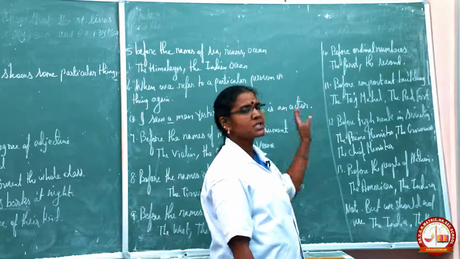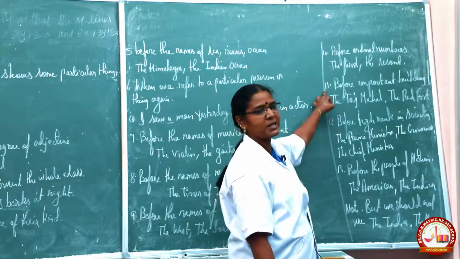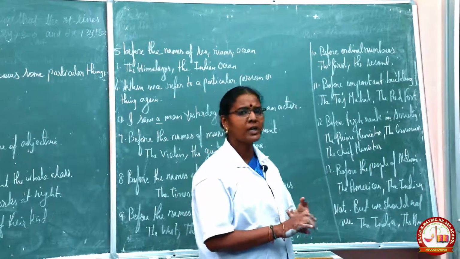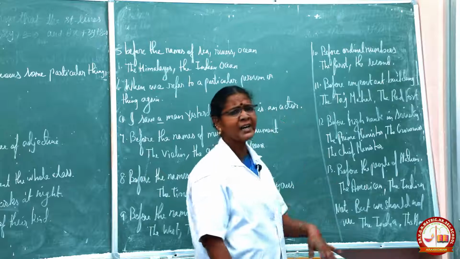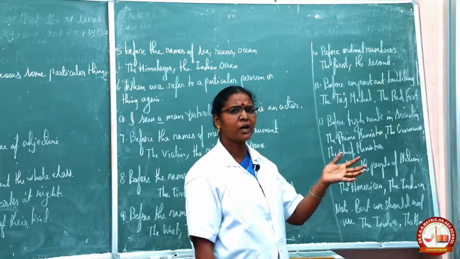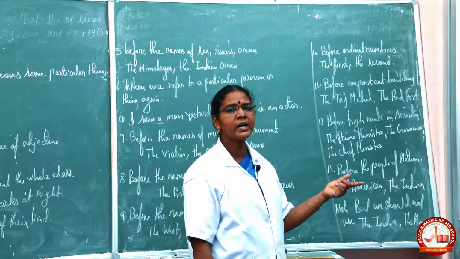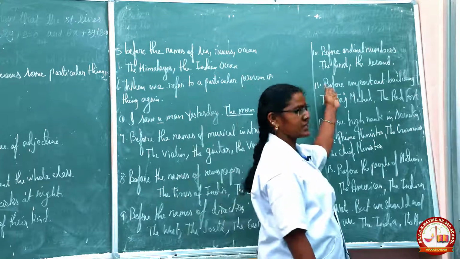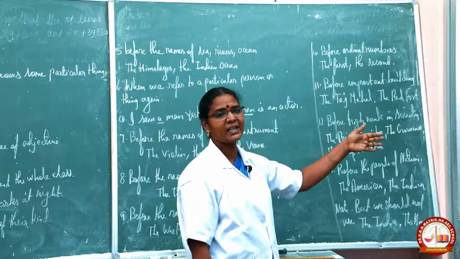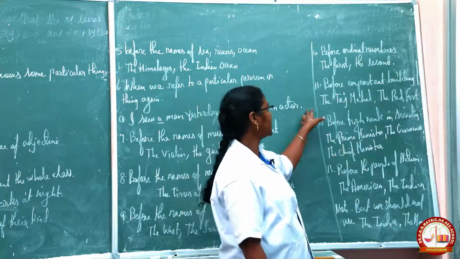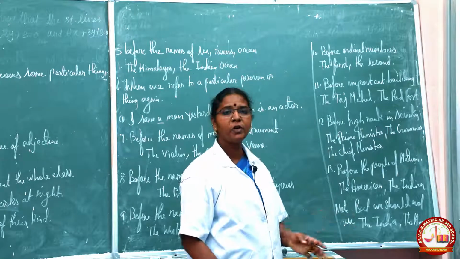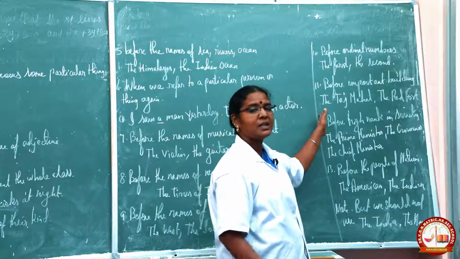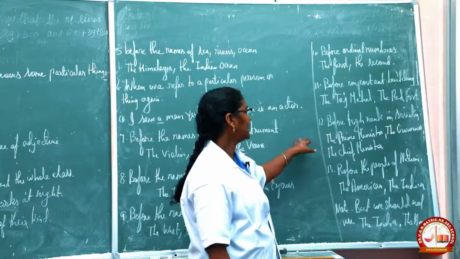Next, the is used before ordinal numbers. First, second, third are called ordinal numbers. What are cardinal numbers? 1, 2, 3, they are called cardinal. So before ordinal numbers we must use the definite article the. So the first, the second, the 22nd, the 21st, like that. Next rule, the is used before important buildings. Important buildings are the Taj Mahal, the Red Fort, like that.